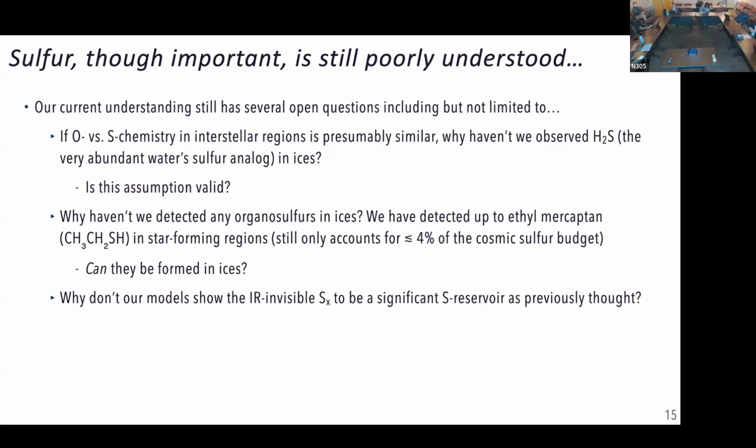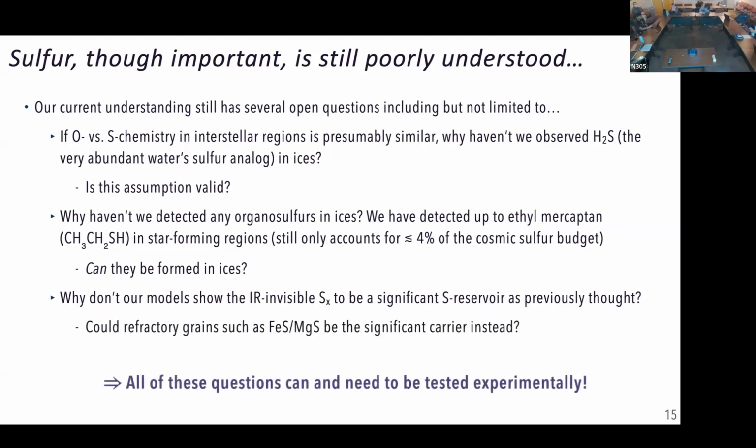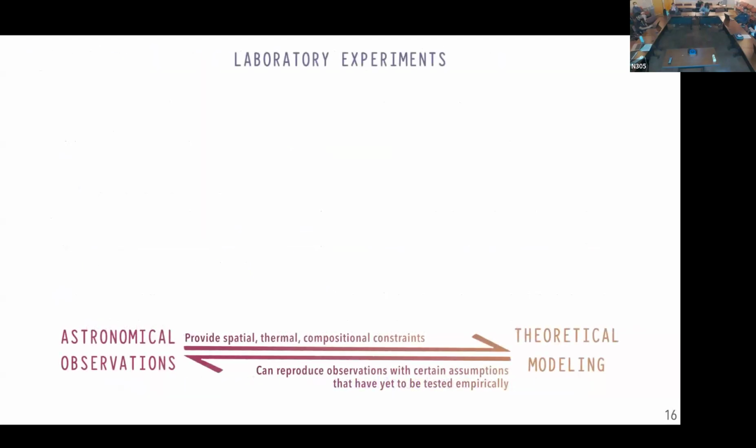Also, why don't the models show that this refractory component is a significant reservoir? Is that even able to be formed in interstellar conditions? Could other refractory grains be the significant carrier instead? All of these questions need to be tested empirically.